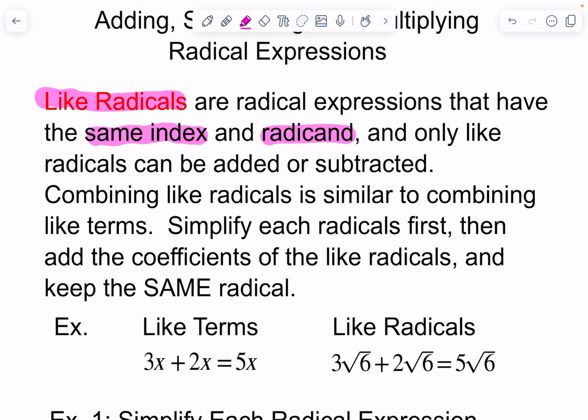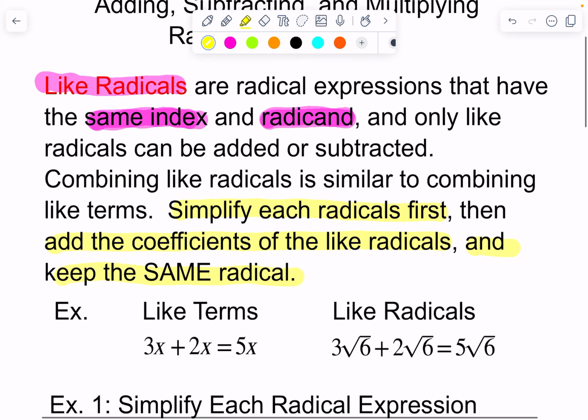Let me repeat that. Like radicals are radical expressions that have the same index and the same radicand. And only like radicals can be added or subtracted, similar to combining like terms, okay? If you remember, combining like terms, you have to add the coefficients. Well, it's very similar for combining like radicals. You're going to simplify the radicals first, then you're going to add the coefficients of the radicals, and you're going to keep the same radical and the same radicand, okay?